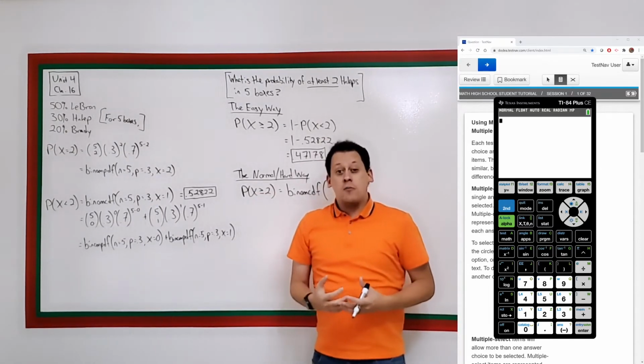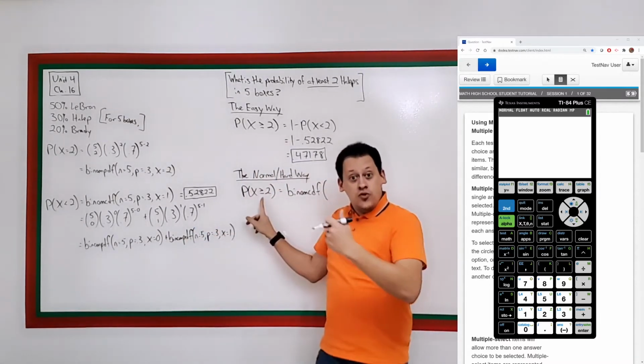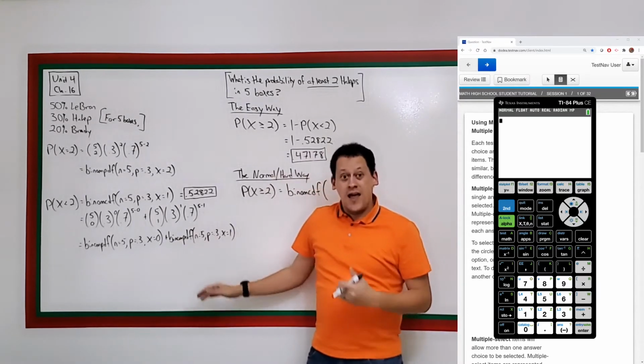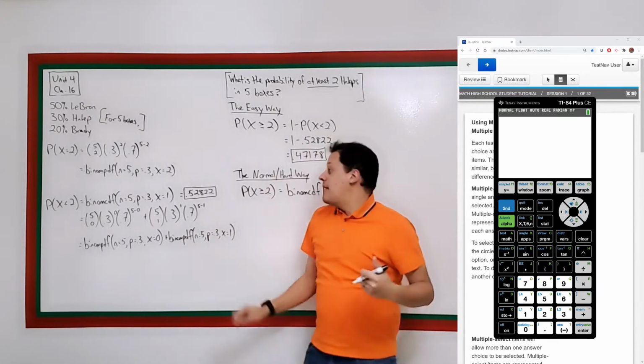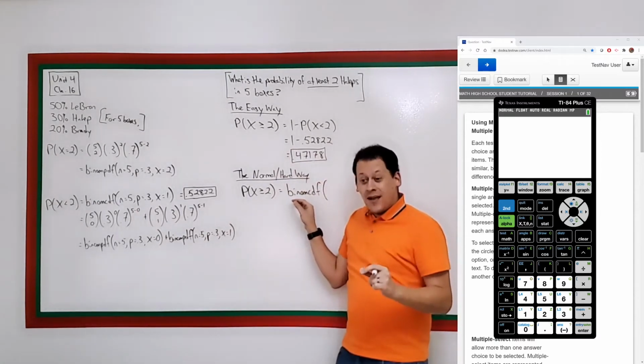Why is it stupid? Because the only functions that we can use on this calculator that will help us find this probability are binompdf or binomcdf. If we want to use binompdf, we're going to have the issue here. Since we want 2, 3, 4, and 5, we would have to use binompdf 4 times and add all those together. Binomcdf allows us to only use this function once.